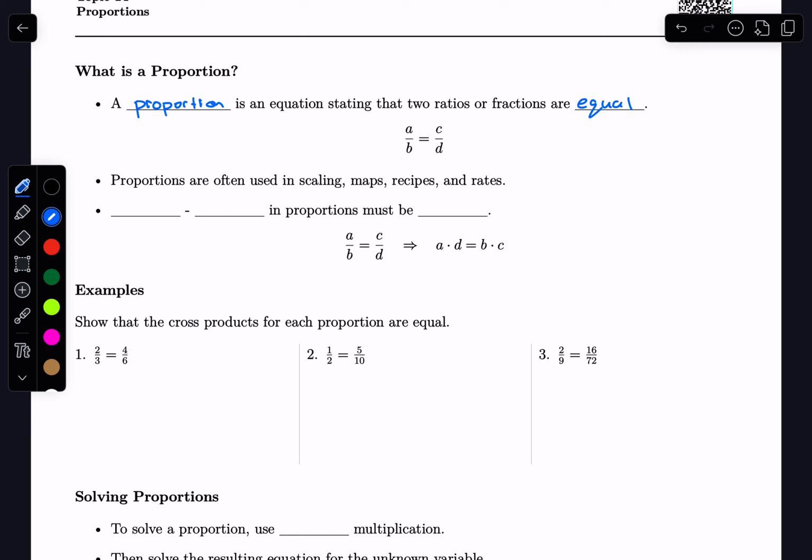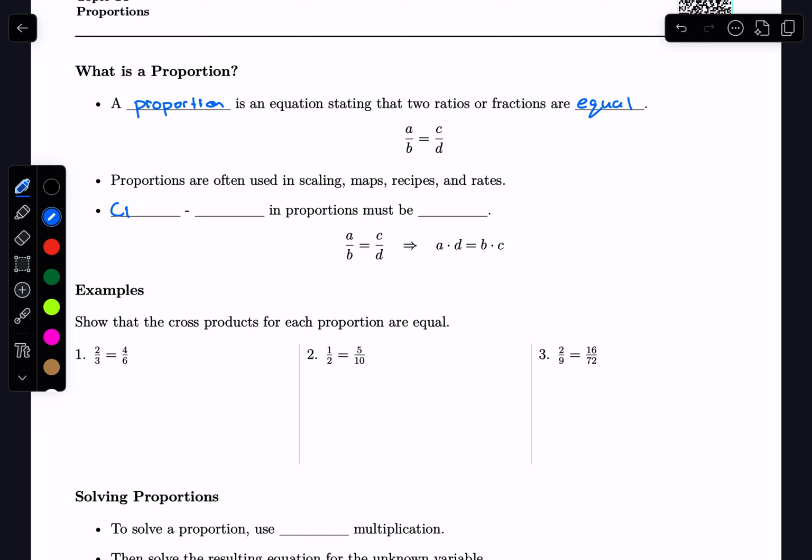Proportions are often used in scaling with maps, scaling recipes, and just finding rates that coincide with each other. So again, referencing back to equivalent fractions, we talked about how 36 miles per hour would be the same as 72 miles per 2 hours. But we can actually set up a proportion to prove that those things are equal to each other instead of just thinking about them as equivalent fractions. We'll see that in just a second.